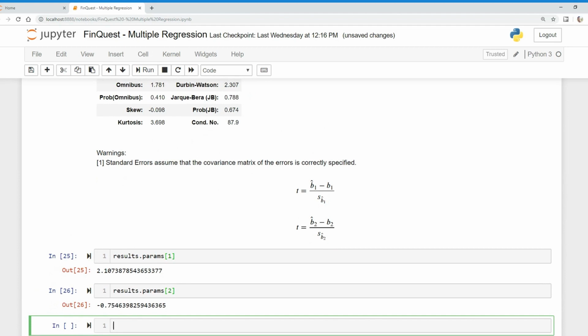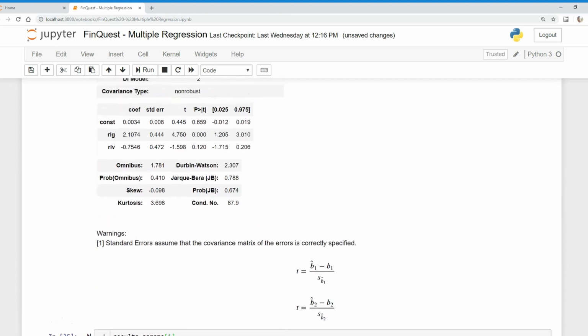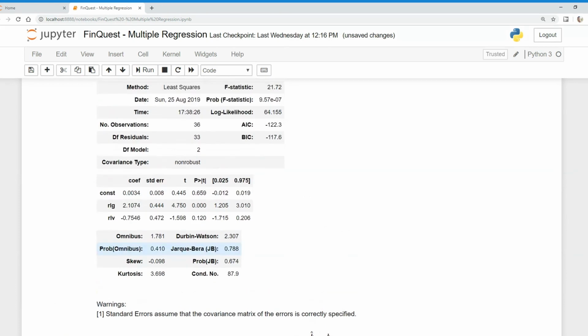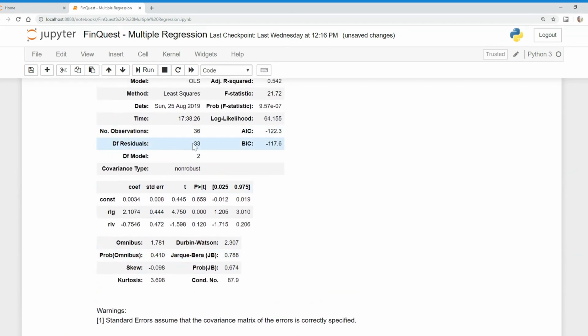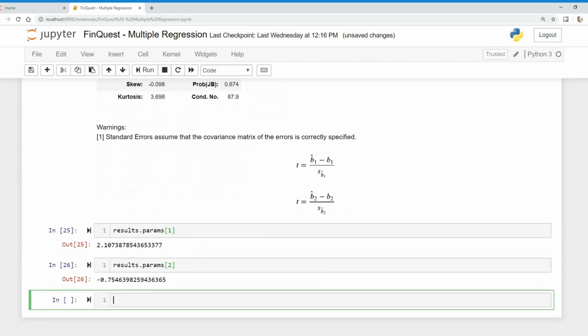So for us to do that, we need to understand the number of observations and determine our degrees of freedom. Since this is a two independent variable regression, we've estimated three coefficients. And those three coefficients, remember, are the constant, the Russell growth, and the Russell value. So to determine our degrees of freedom, we just need to take our number of observations, which is 36, minus 3 equals 33. So we know our degrees of freedom is equal to 33.